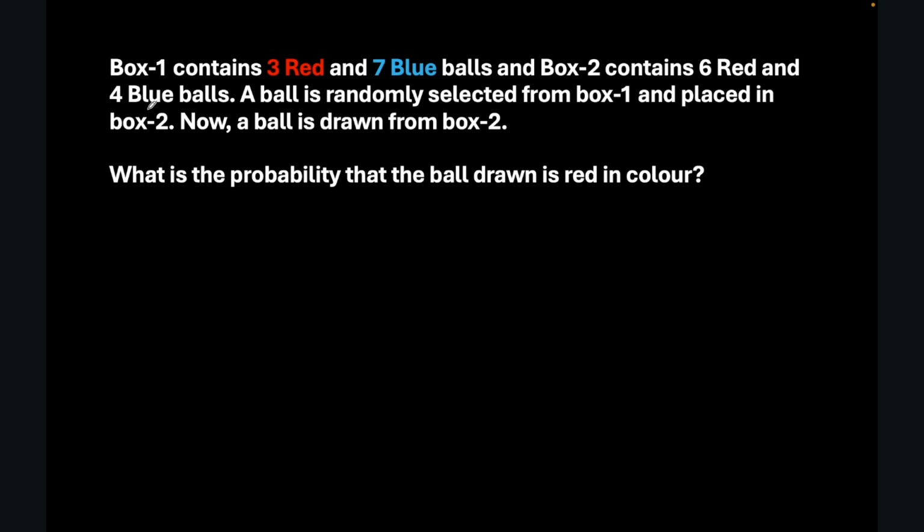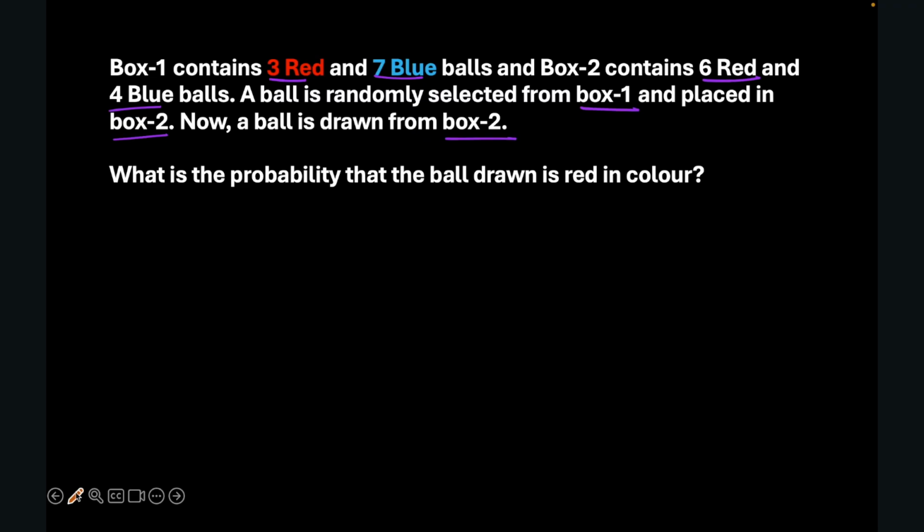Okay, so now that we have done this, let's look at another question very similar to what we previously did. We're told that box 1 contains 3 red and 7 blue balls. Box 2 contains 6 red and 4 blue balls. A ball is randomly selected from box 1 and placed in box 2. Now a ball is drawn from box 2. What is the probability that the ball drawn is red in color?